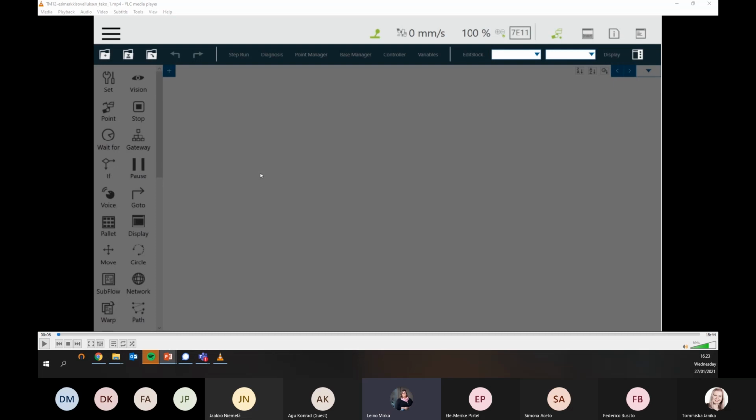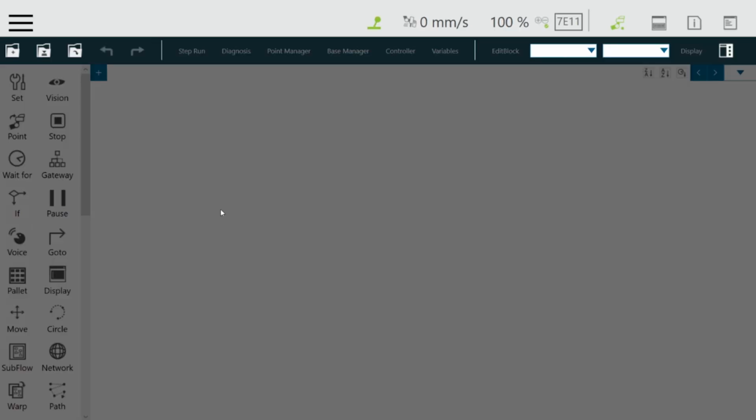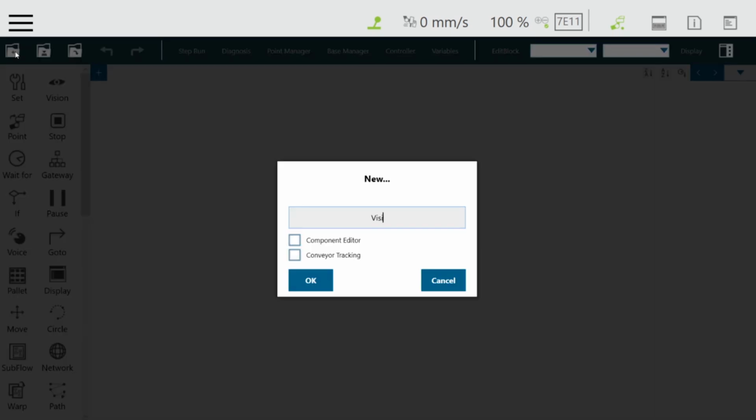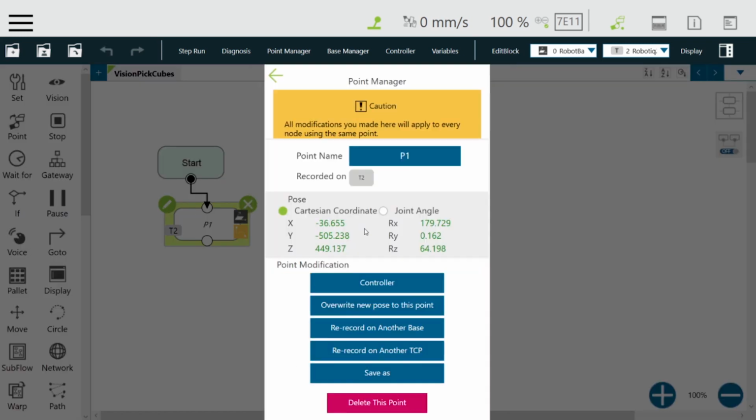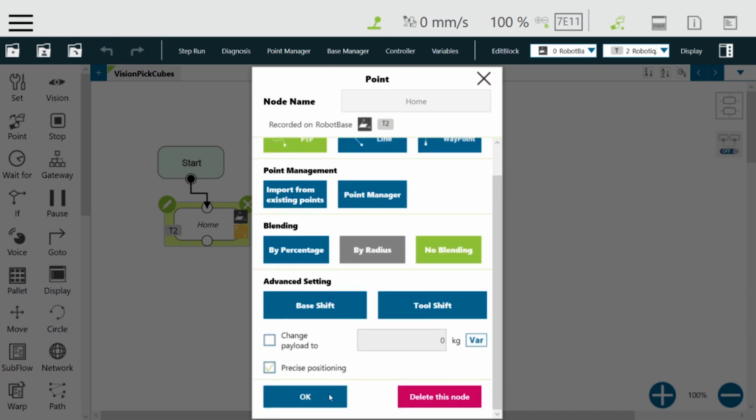And let's go through this program in flow format part by part. So first, a new project is created and named. So I have all the parts here so that you can see how easy it is to do. The robot program is made of this kind of a flow of program nodes. The robot moves are made with point node. Here is made a home point for the robot.